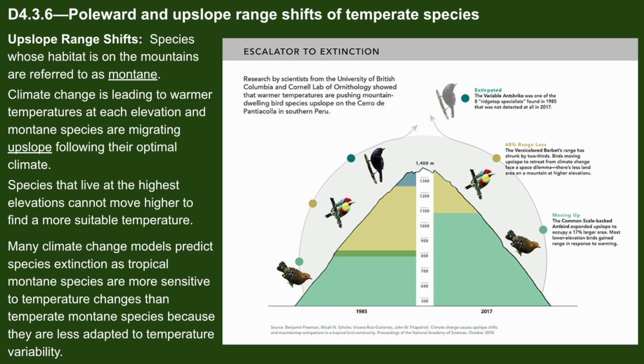Upslope range shifts: the escalator to extinction. Say we have birds that are adapted to this location on a mountain. If it's warming, they can move up higher where it's cooler, and they're still able to survive. But as it continues to warm, they can move further up, and if it continues to warm, they can move further up, but then they reach the top. This is the problem. As warming occurs, eventually they are not able to move higher in elevation to the temperatures they're adapted to live in, and so that leads to extinction of that species.